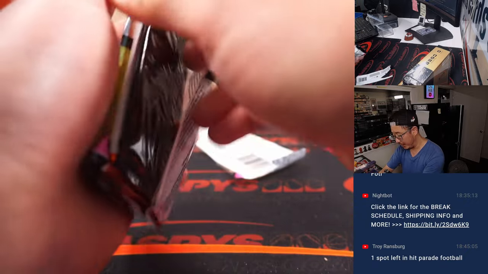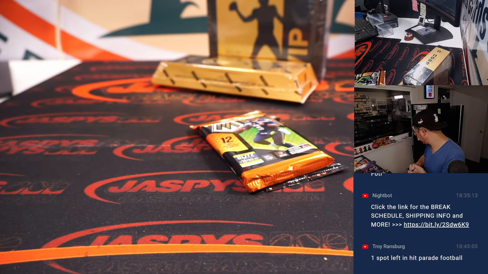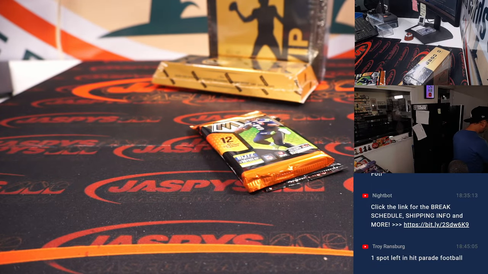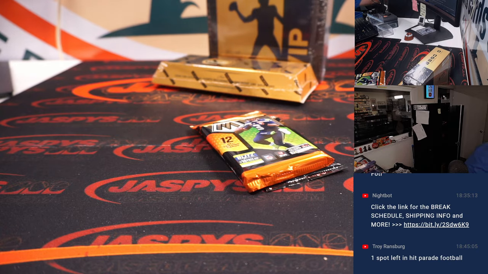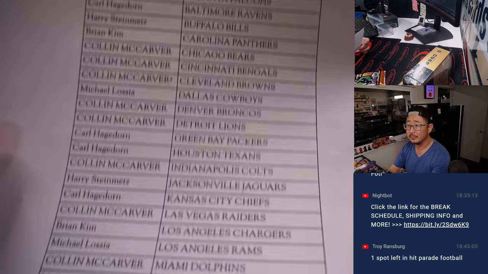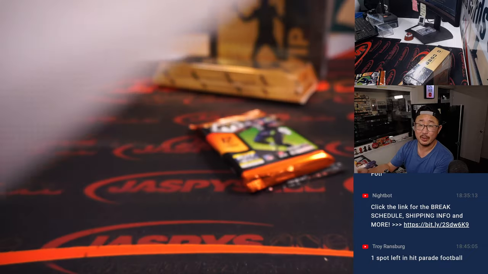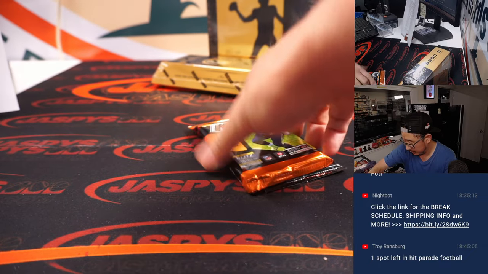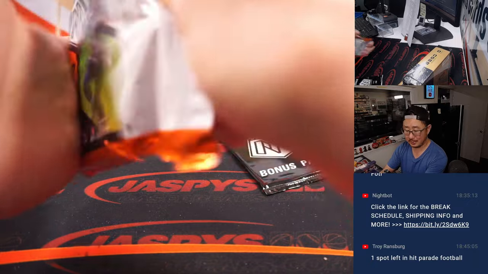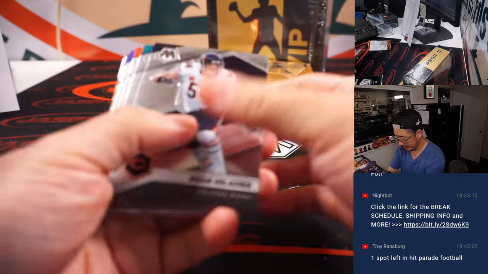First, let's do the filler pack. These fillers, if you're new to this, are a chance to get in to a more expensive break, a pricier break for a fraction of the price. That's the idea anyway. Thanks everybody here. Could be some surprises in here as well. Let's see what we got.